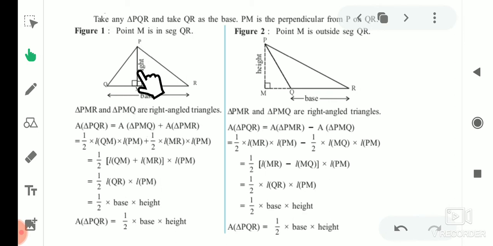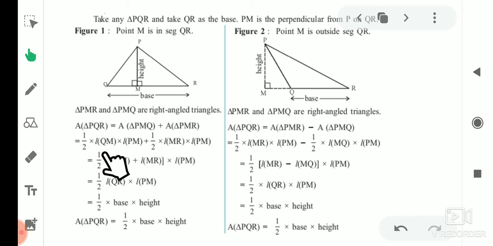First of all, in this figure, we will draw a perpendicular on this triangle, that is PM. Therefore, what will be the area of this whole triangle? The area of this whole triangle will be the area of this right angle triangle plus area of this right angled triangle, right? Therefore, area of this whole triangle is the base QM into height PM plus this base MR into this height PM. Let's see, area of triangle PQR equals area of triangle PMQ plus area of triangle PMR, right?